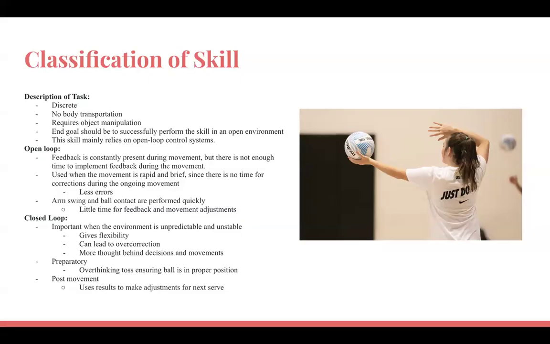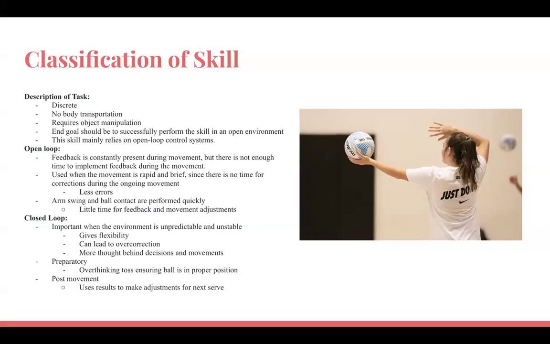An open loop system, on the other hand, relies on pre-planned motor programs with little or no opportunity for feedback-based corrections once the movement has begun. In the volleyball serve, once arm swing is initiated after the toss, the movement happens too quickly for conscious adjustments. The server must rely on a well-learned and practiced motor program to generate the correct force, timing, and contact point. This part of the serve is executed by the player's predictions rather than adjustments based on feedback.